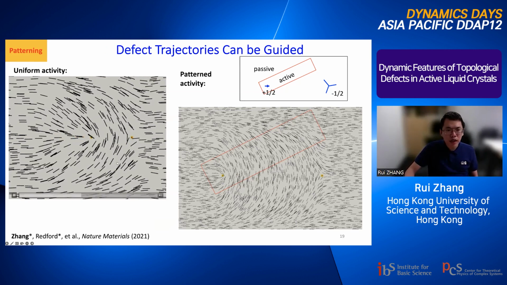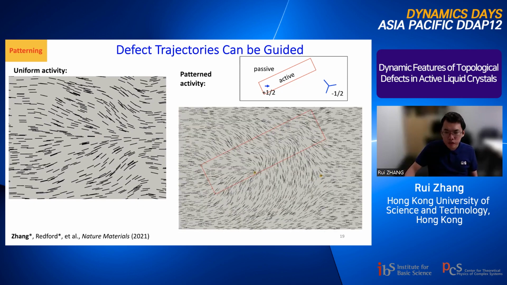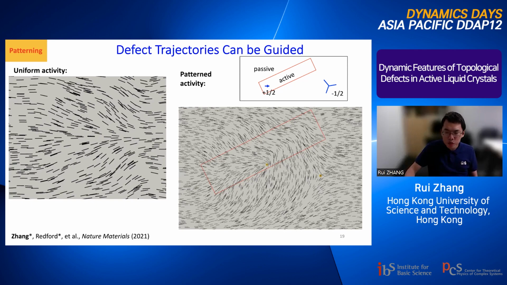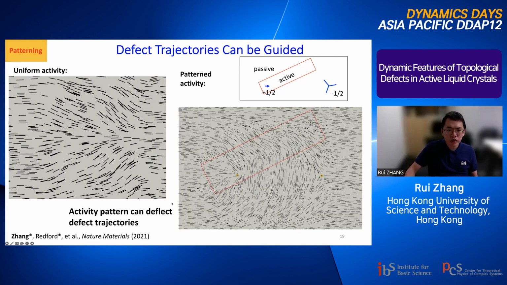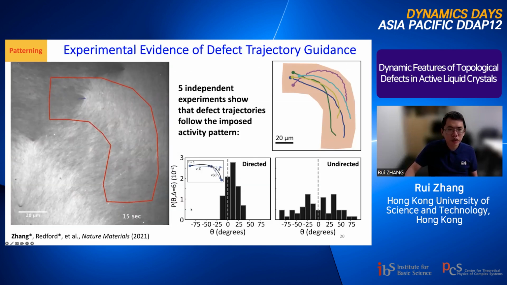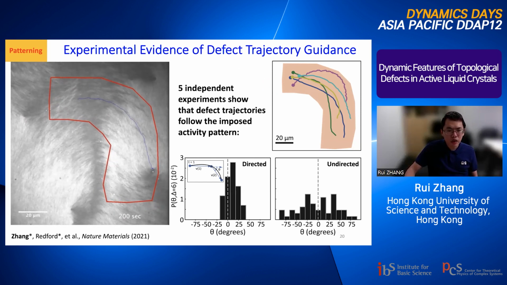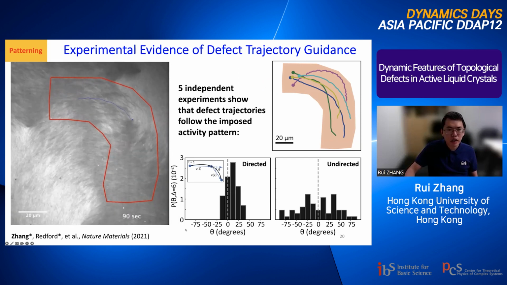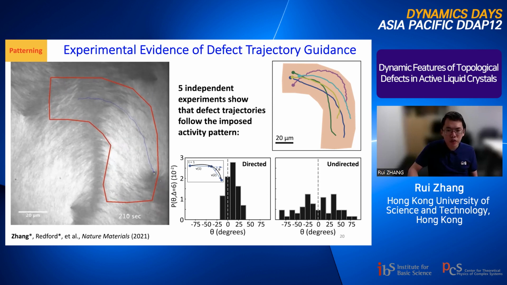guide defects. So on the left is a uniform active system where the defects will move horizontally. On the right, we can see that if we only activate the red box, the defects are actually deflected by the box and move upward. And this is actually confirmed in our experiment. So here you can see that we use a quarter annulus. And for each of the 5 independent experiments, our collaborators have seen the guidance of the defects by the activity pattern. So this confirms our simulation predictions.